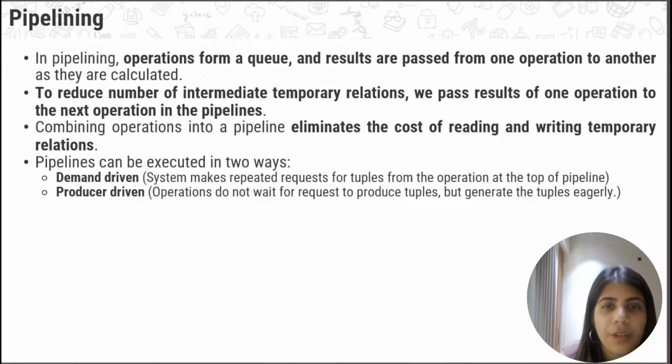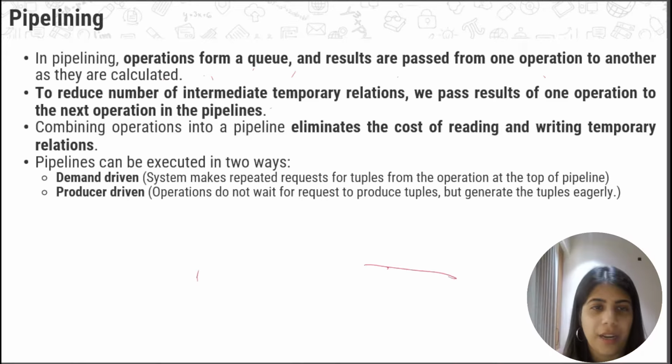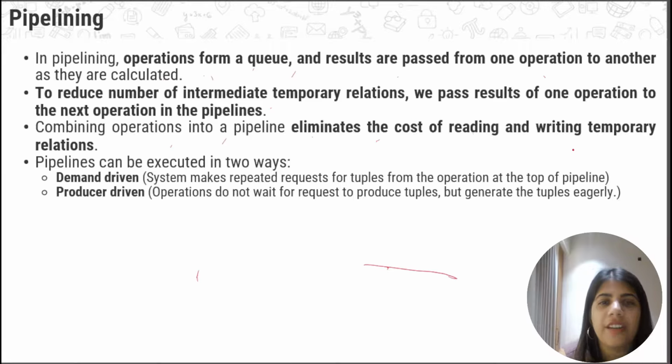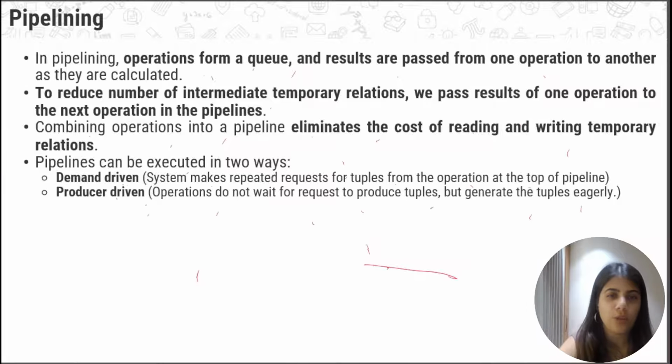In pipelining, operations form a queue and results are passed from one operation to another as they are calculated. To reduce the number of intermediary temporary relations, we pass the result of one operation to the next operation in the pipeline. Combining operations into a pipeline eliminates the cost of reading and writing temporary relations. It is not storing its answer in a temporary relation anywhere, it directly passes it on to the next relation.